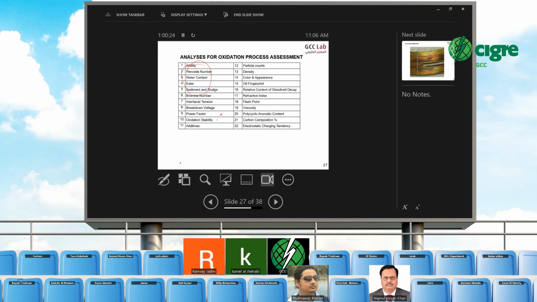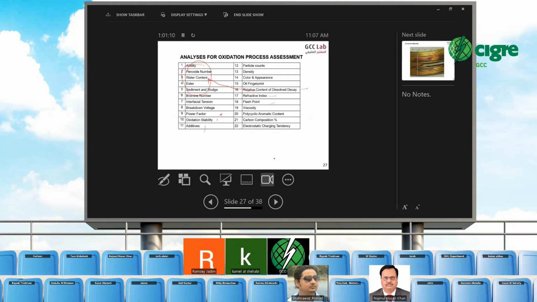Oxidation stability also is very important. We take the oil for 1 week, 1 month, under high pressure, high temperature, everything, just to see what can give me oxidation products. And additives, you must see if you have additives, antioxidant or not. Particle counts, you need density, color, and oil fingerprint is also important. I will talk about oil fingerprint. Relative content also gives me information about what you have. Oxidation product. Refractive index gives me the aromatics. Flash point, of course, is very important.